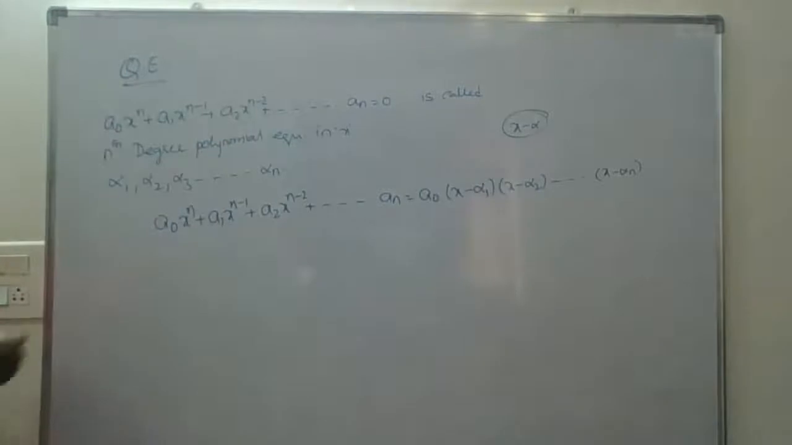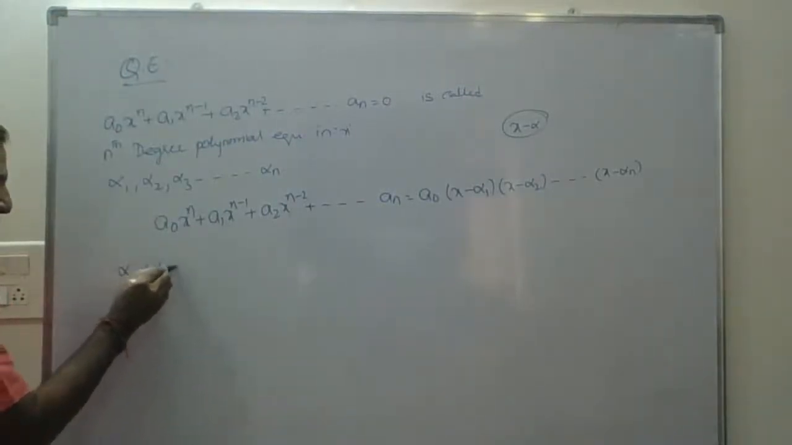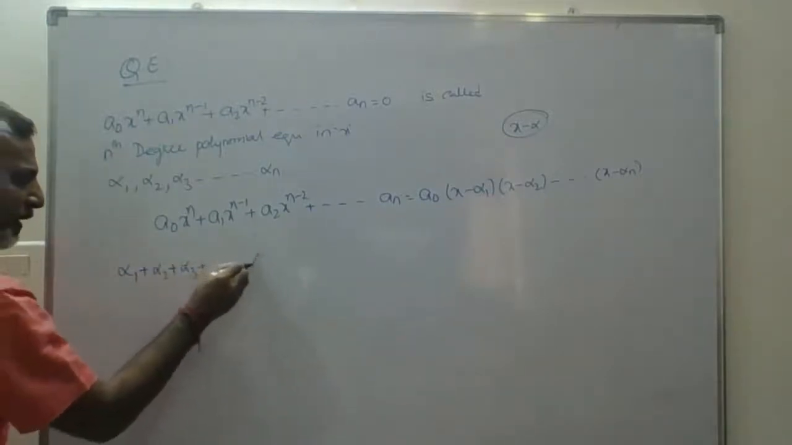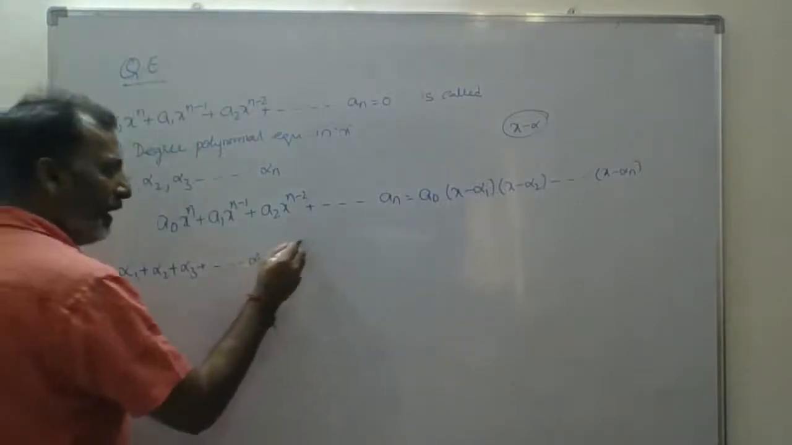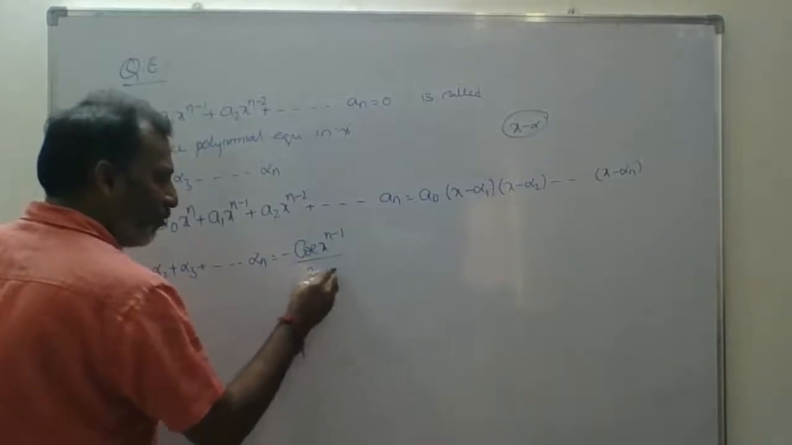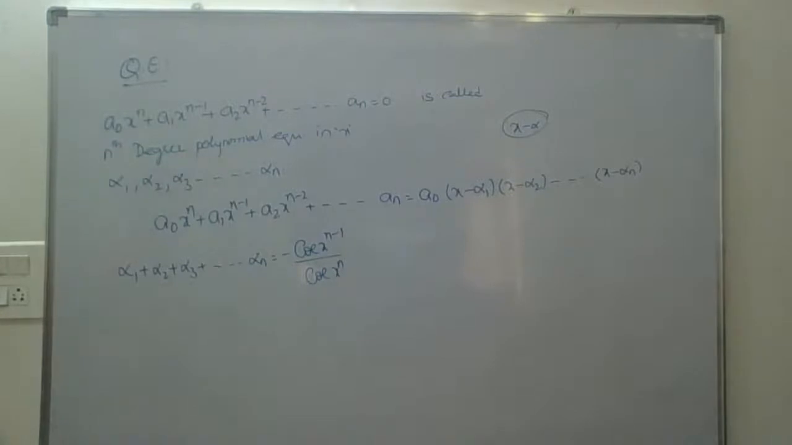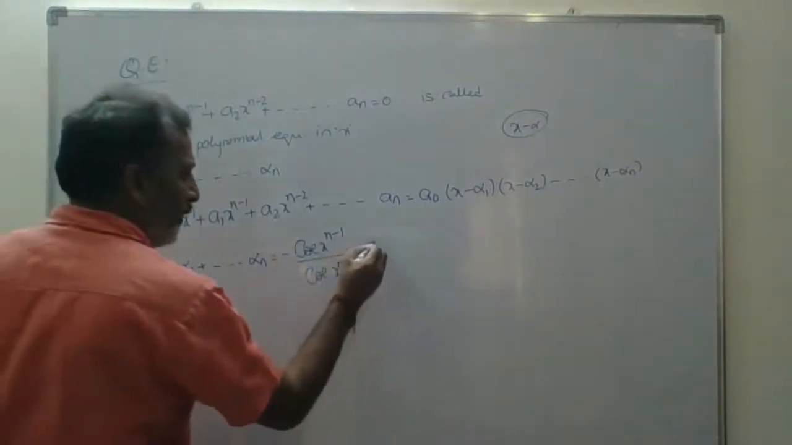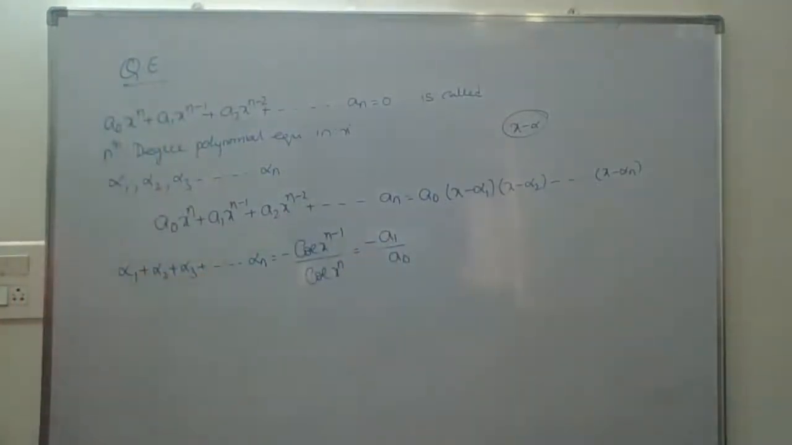Then what is the sum of the roots? Alpha 1 plus alpha 2 plus alpha 3 plus so on up to alpha n is equal to minus coefficient of x power n minus 1 by coefficient of x power n. See, the sum of the roots of the equation is minus coefficient of x power n minus 1, here minus a1 by a0. What is this? Sum of the roots of the equation.